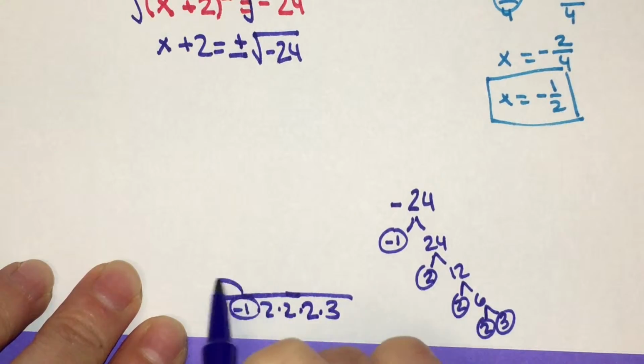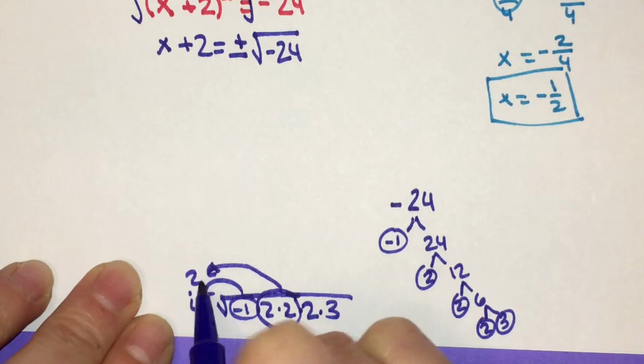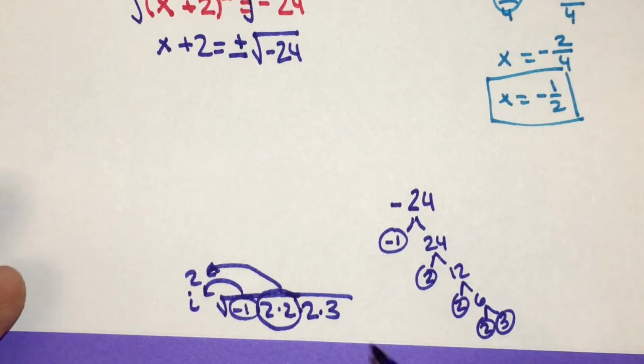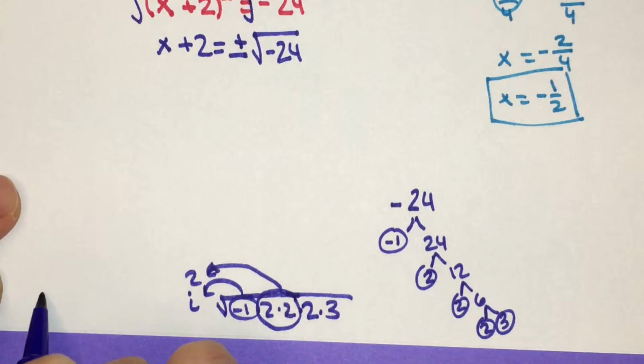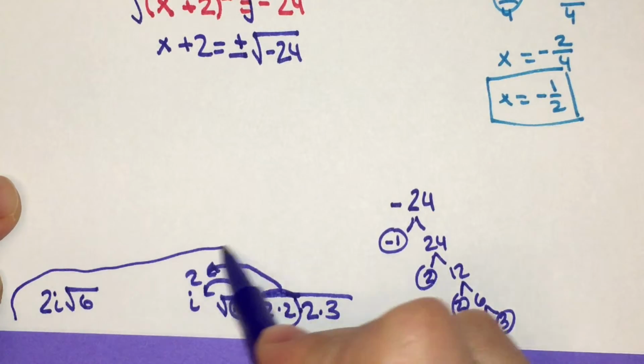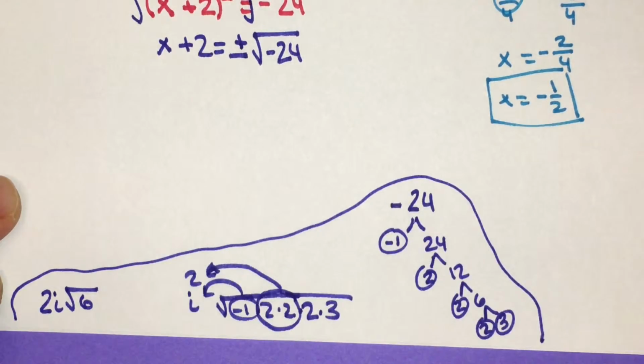Square root of negative 1 is just i, so I'm going to bring that out. I have 2 times 2, so I'm going to bring a 2 out. And I'm left with a 2 times 3. I can't bring anything out. So this actually reduces to 2i times the square root of 2 times 3, which is 6. So that's what this right side reduces to. So this is just my work. I'm going to put it in a little bubble so it doesn't interfere with my other work.